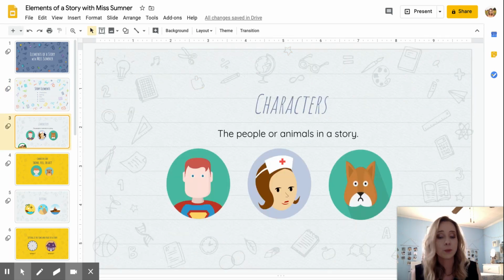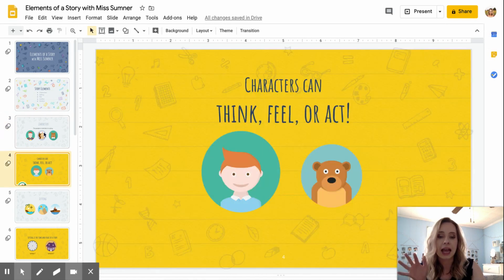So the first part of a story we're going to talk about are characters. These are the people or animals in a story. These are one of the most important elements of a fiction story. A character can be a nurse, a dog, or even a superhero like Superman. Not everything in a story is a character though, so let's talk about when we know a person or creature is a character. For something to be a character in a story, the character thinks, feels, or acts.